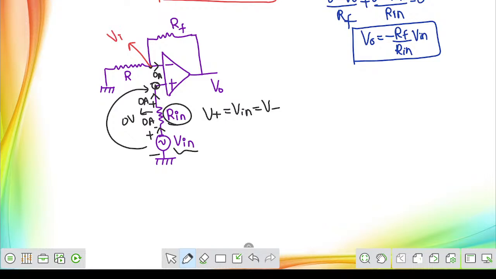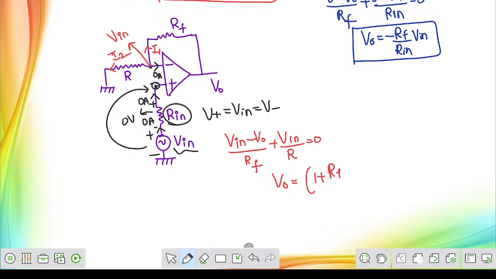Now we know at this point we have Vn. According to nodal, there are two branches. Yes, let me consider the currents I1 and I2 here. Now what will we be getting, sir? From nodal I can write: Vn minus V0 by Rf plus Vn minus 0 by R equal to 0. Now solve this expression, you will be getting V0 equal to 1 plus feedback resistance Rf by R into input voltage Vn. That's it, sir.